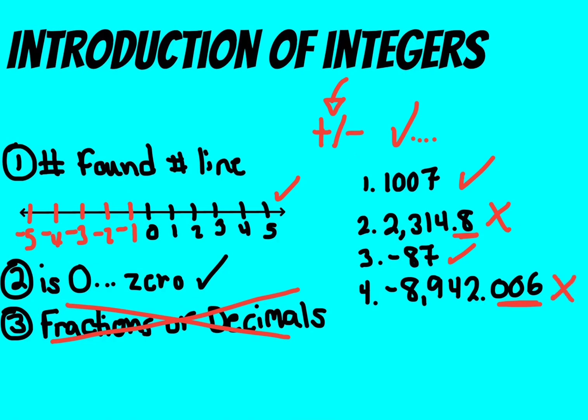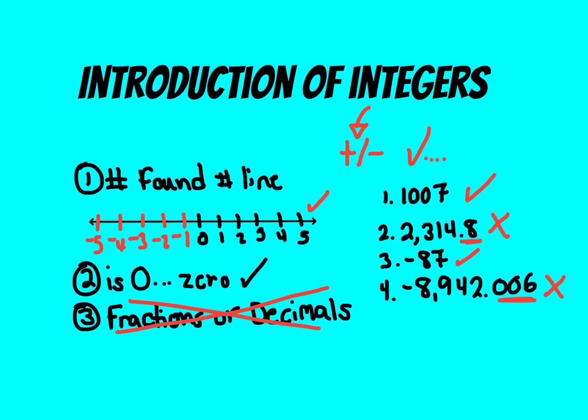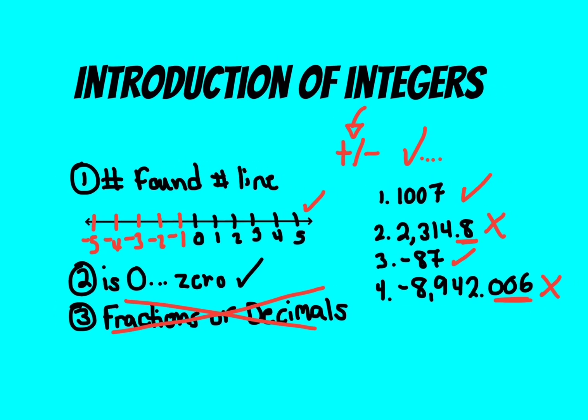So, just a quick recap. An integer is a positive or negative number that you could find on a number line. Zeros are okay, and it cannot have a fraction or decimal.